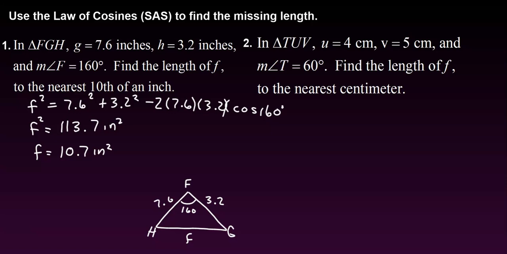Alright, that's it. That's all you have to do. You literally draw a little picture to identify SAS, plug it into the formula, use some calculator work, get an answer. And that's how we use law of cosines. I would like you to go ahead and do number 2 right now. And when you're done, you can click continue to check and see how you did.